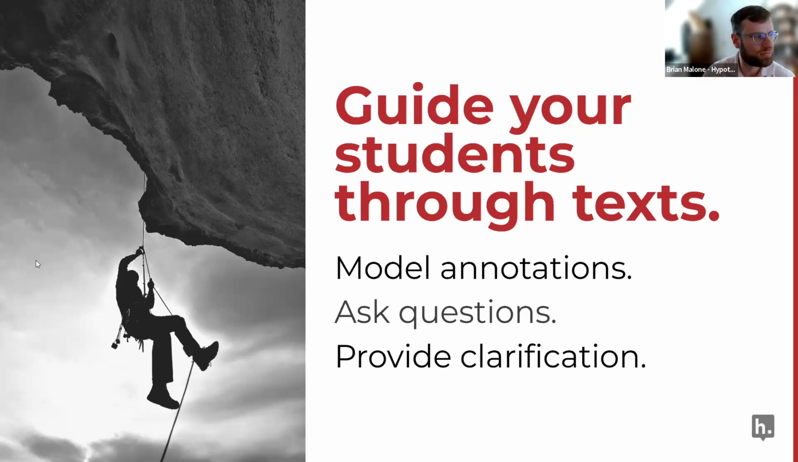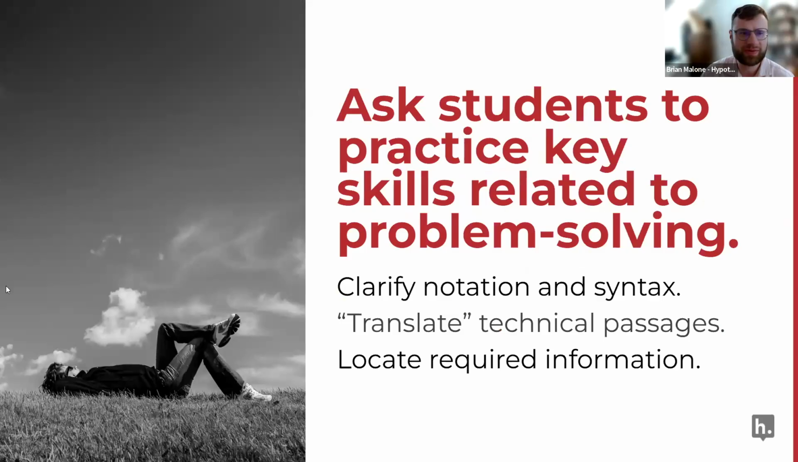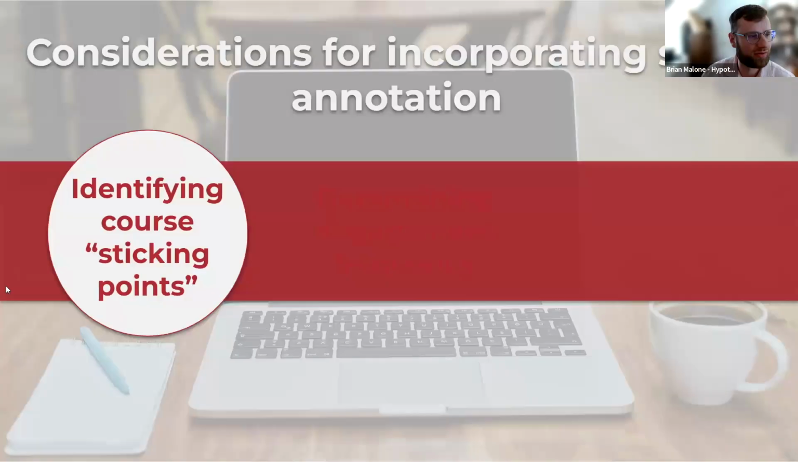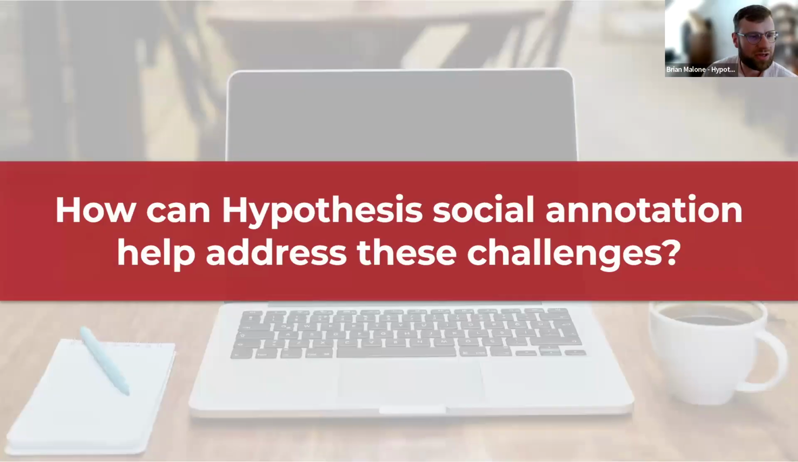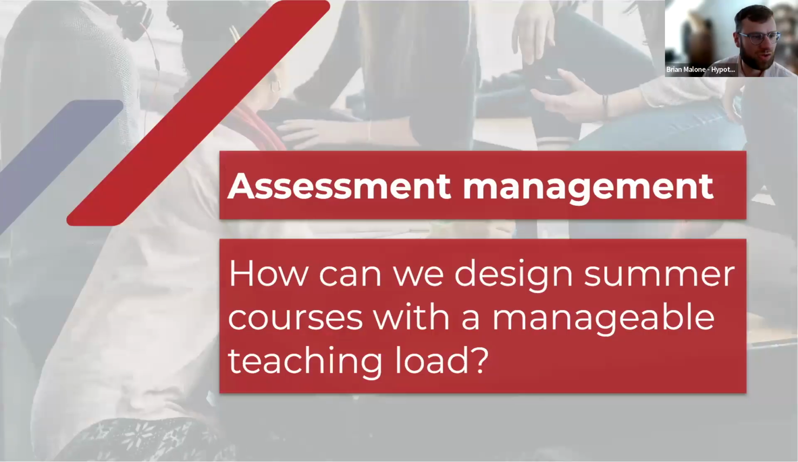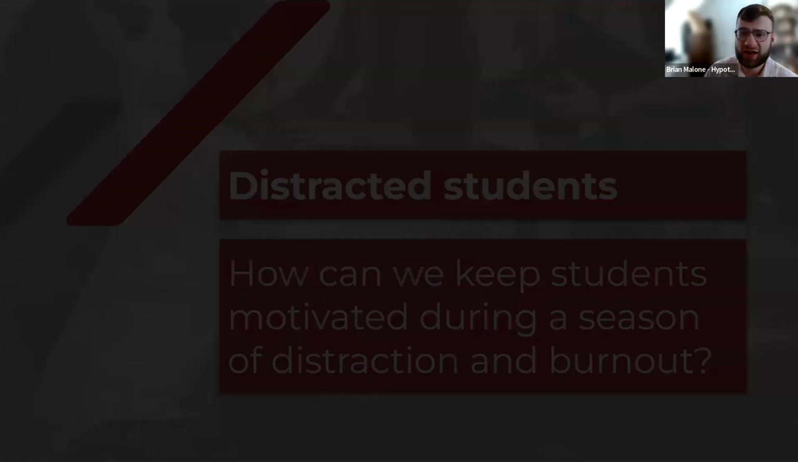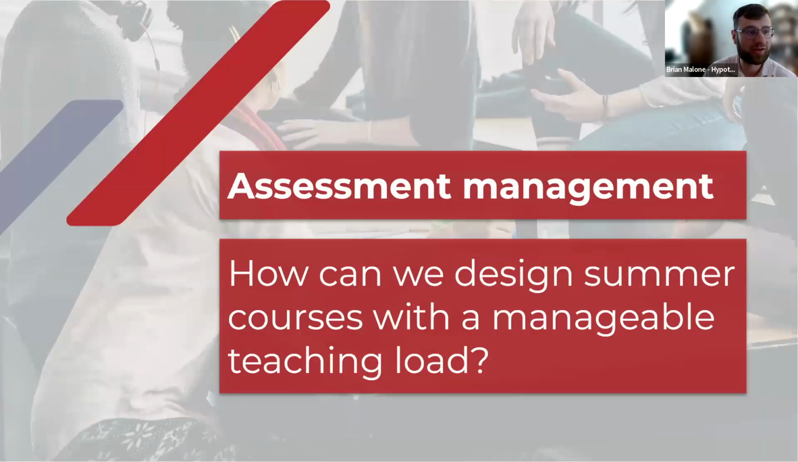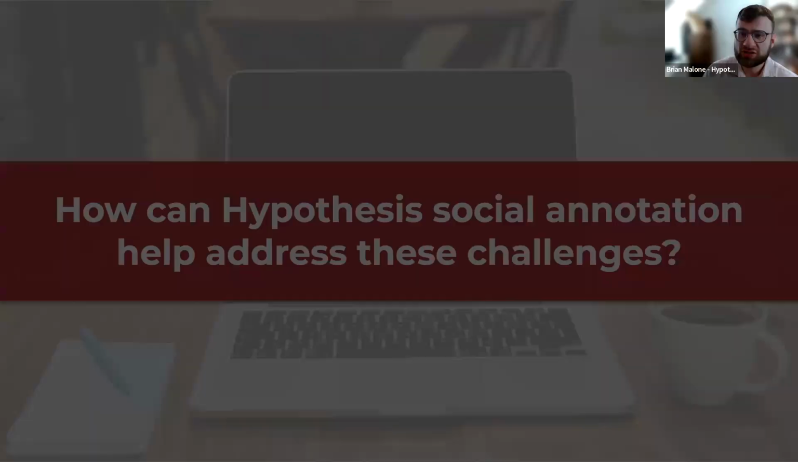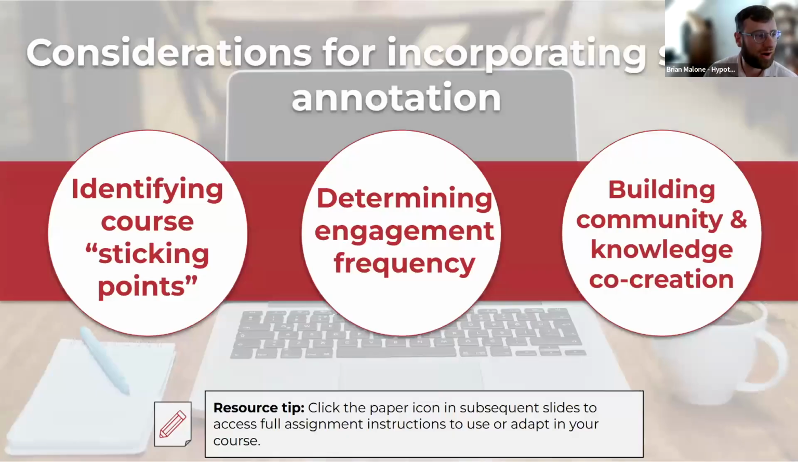Okay, I'm going to back up a minute just because it sounds like you may not have all seen what I was showing. So what we're talking about are those three areas of challenges with summer courses: shortened terms, distracted students, and managing assessments. And the solutions that we're looking at are identifying core sticking points, determining engagement frequency, building community and knowledge co-creation.